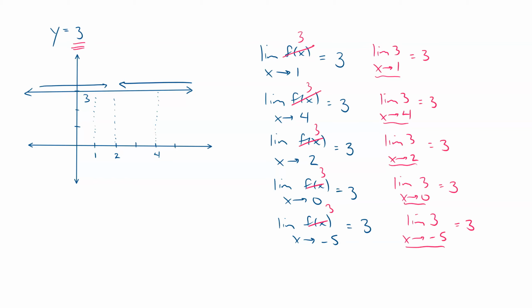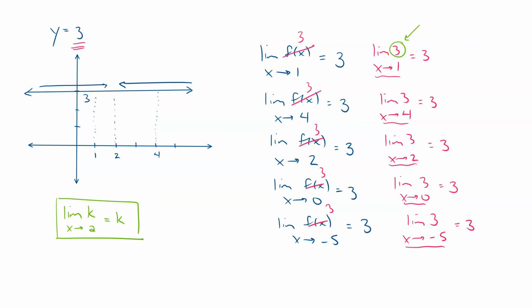We could have done this exact same process with any y value. This idea can be written as the limit of k as x approaches a equals k, where k is a constant. When a number is not a variable, it's considered a constant. So what we say here is that the limit of a constant is the constant.